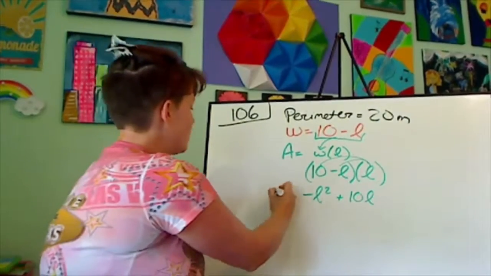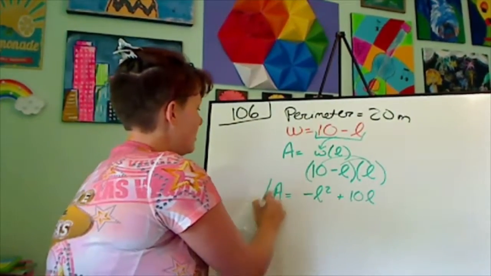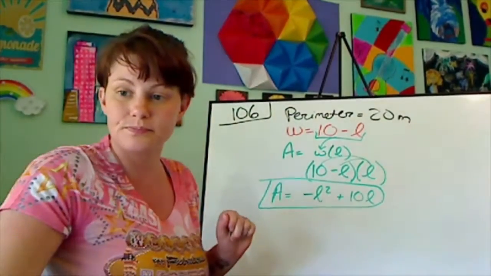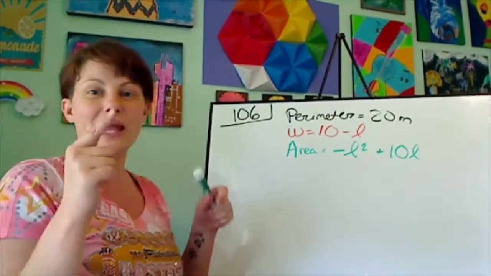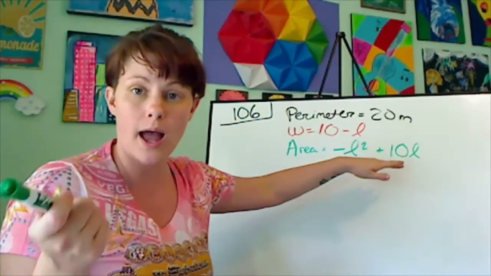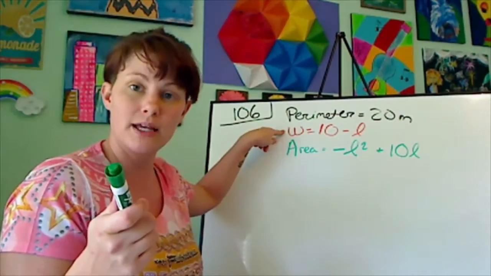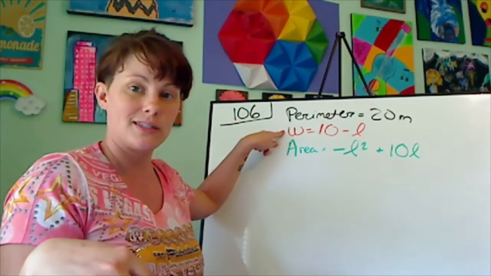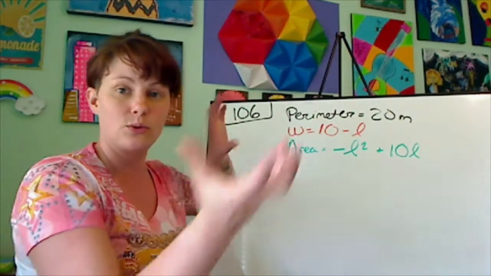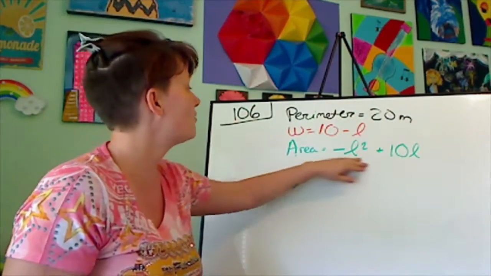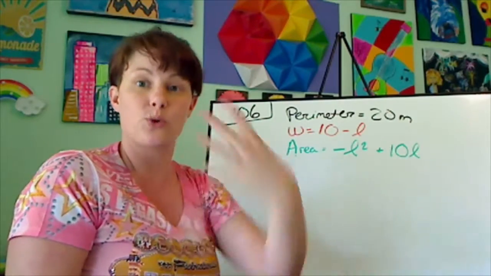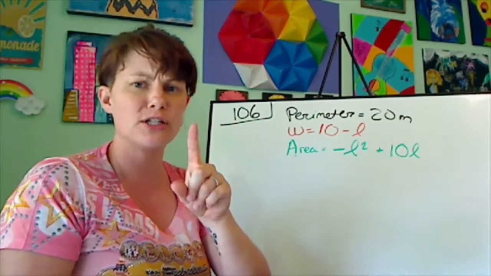And that is the area of your rectangle. So we have our area being negative L squared plus 10L. And so now you can see why we solved for W in the first place, because that's what allowed us to substitute into the W. We got rid of the letter W, and now everything is in terms of L, or in terms of length, which is what the question had asked for. We do have to restrict the domain.